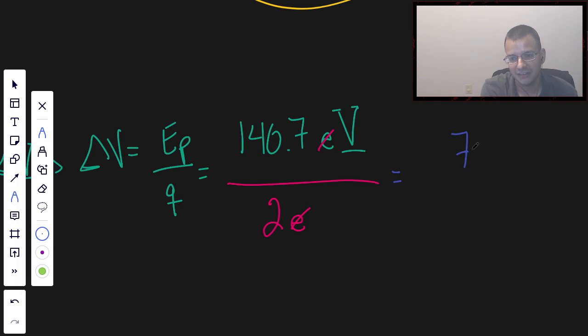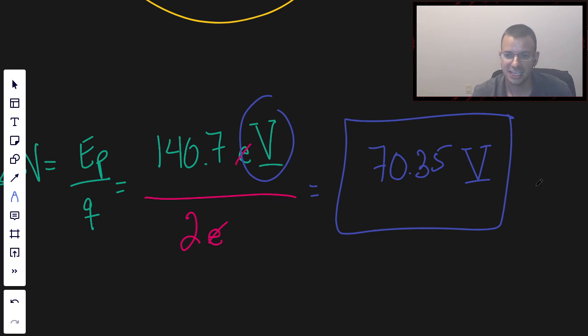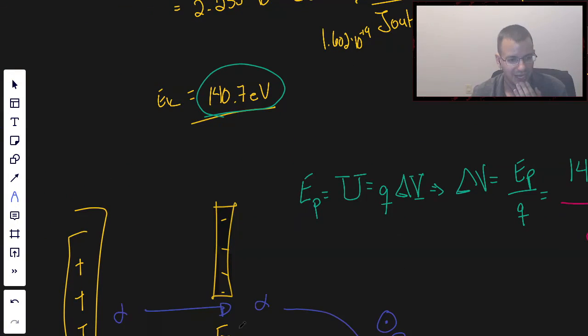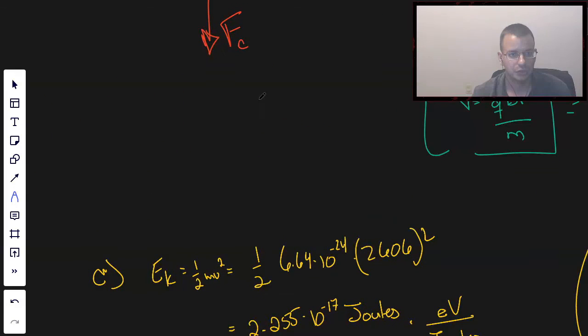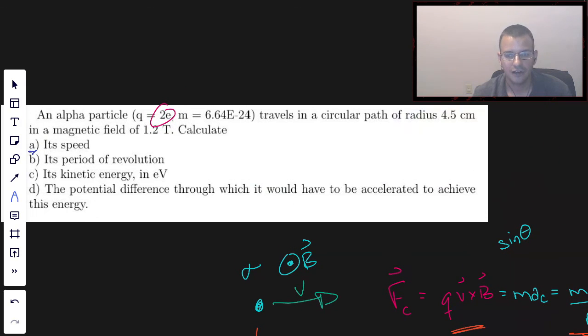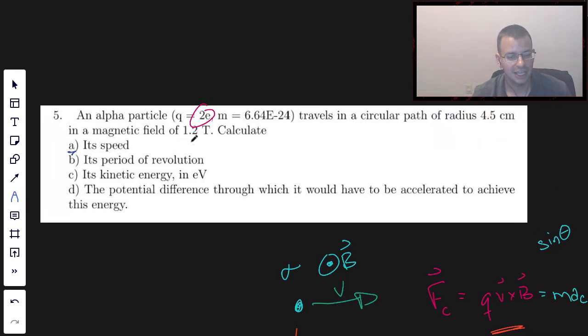So we're going to have 70, I'm going to say 70.35. So it's just 140.7 divided by 2. And we're going to be left with volts. So that is the electric potential through which we have to accelerate an alpha particle to get it moving at 2,606 meters per second, which will then create a circle of 4.5 centimeters radius if exposed to a magnetic field of 1.2 Teslas.